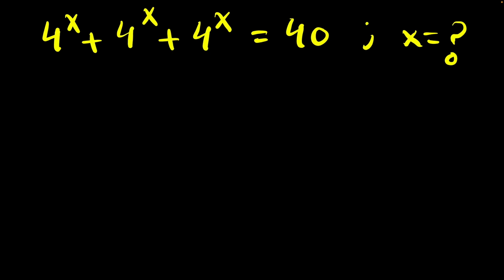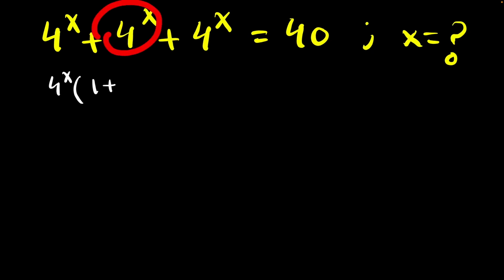In order to find the value of x, we are going to take 4 to the x as a common factor. I'm going to write 4 to the x as a common factor. Then I'm going to divide each term by 4 to the x. So if you divide 4 to the x by 4 to the x, you will have 1 plus.